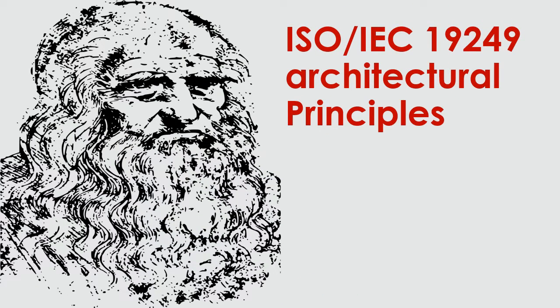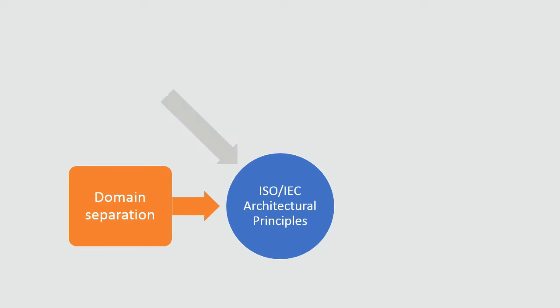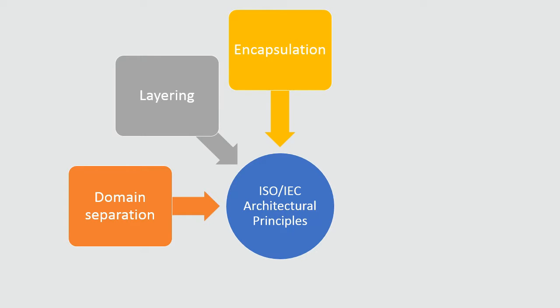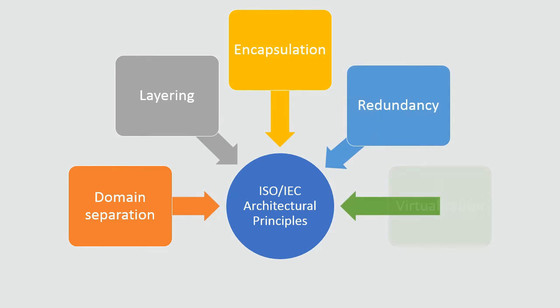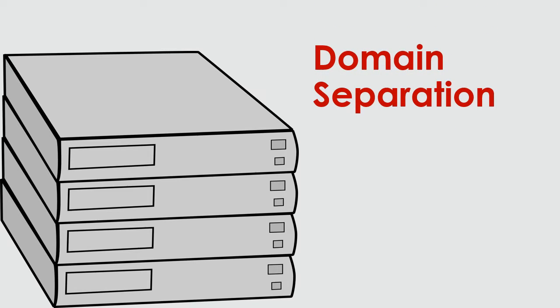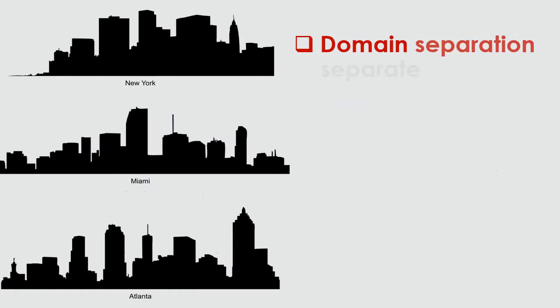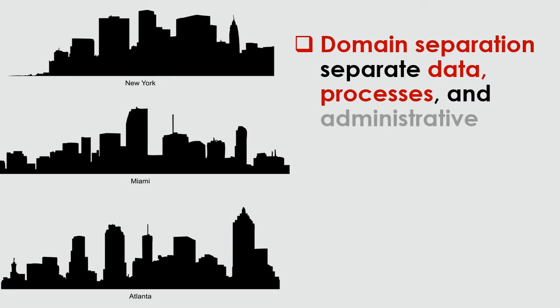ISO/IEC 19249 Architectural Principles. Five architectural principles from ISO/IEC 19249 are: domain separation, layering, encapsulation, redundancy, virtualization. Domain separation: separate data, processes, and administrative tasks.